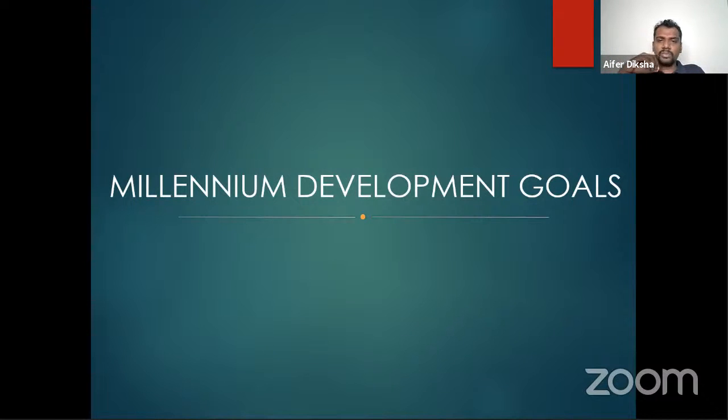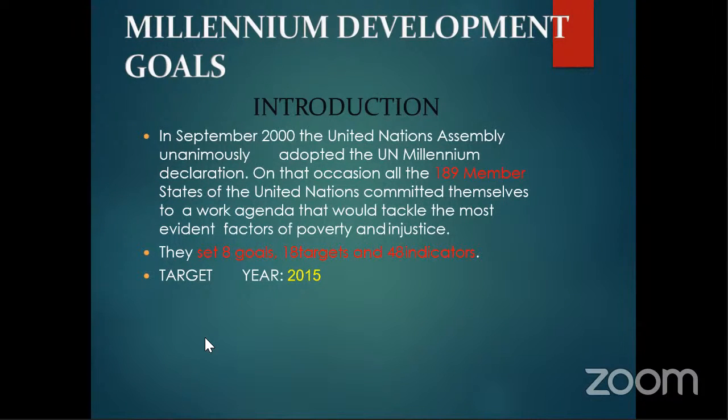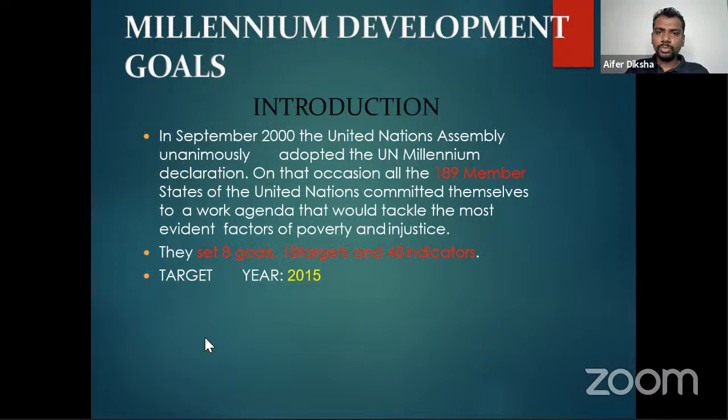Don't worry. First of all, I will just quickly revise the topic: Millennium Development Goals and Sustainable Development Goals. There are 8 goals coming under Millennium Development Goals, and there are 17 goals coming under Sustainable Development Goals. Remember the basic introduction regarding both, as well as the target year of both Millennium and Sustainable Development Goals, because those years are being asked in questions.